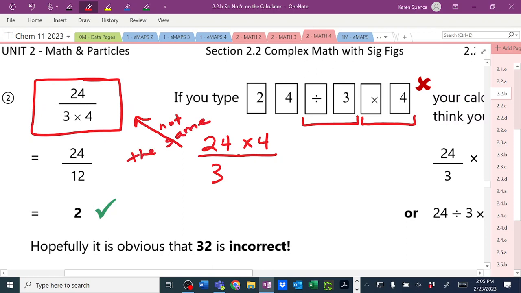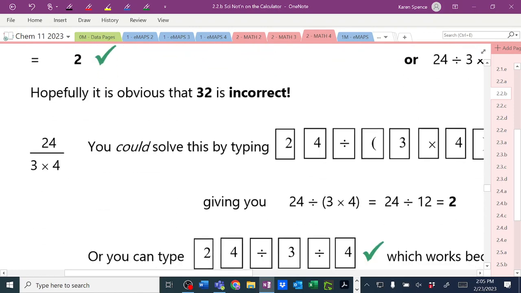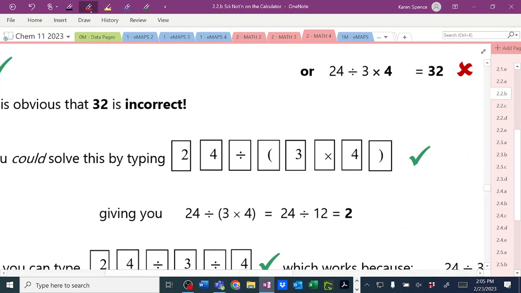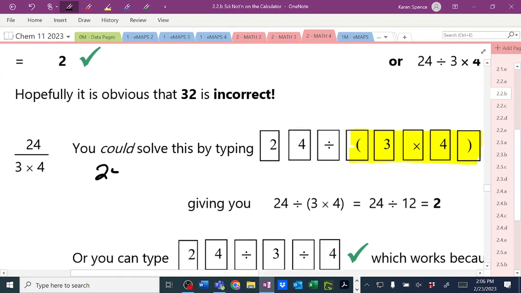So once again, you have 2 choices, okay? You could type in brackets, right? 24 divided by all in brackets 3 times 4. And then your calculator will know that you wanted to do 24 divided by 3 times 4. So that's okay.